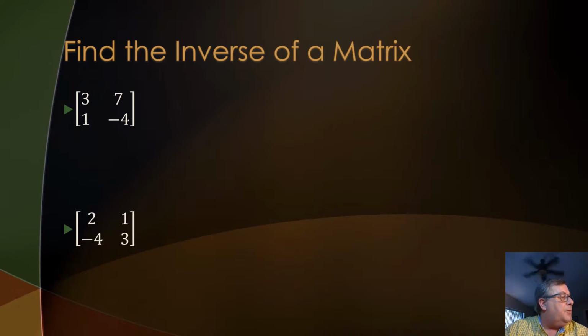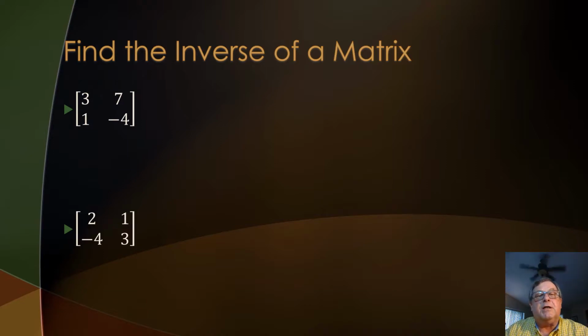Now, in your book, there on page 200, it goes through a process by which you can algebraically find the inverse. First thing you do is make sure that the determinant is not equal to 0. If it is equal to 0, then no inverse exists. But again, I'm going to use our calculator to help us find this inverse.